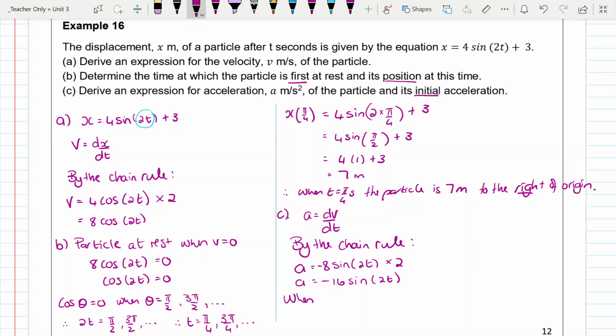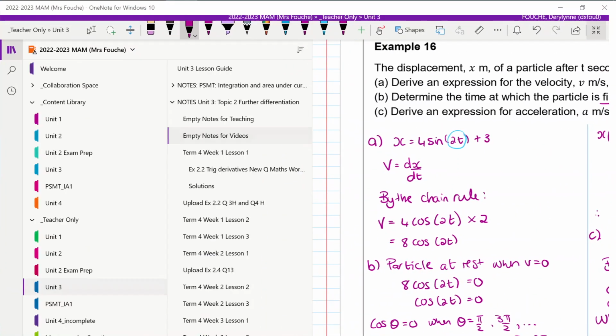And to find our initial acceleration, we want when time equals 0, and when we put t equals 0, we get a equals 0. So our initial acceleration is 0 meters per second squared.